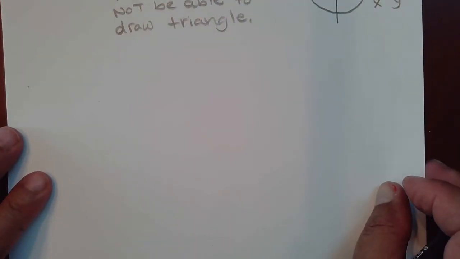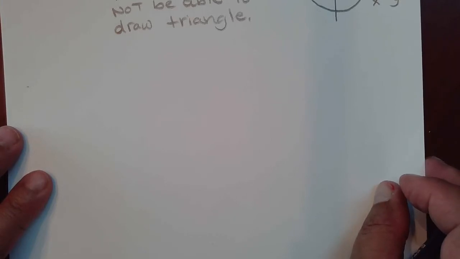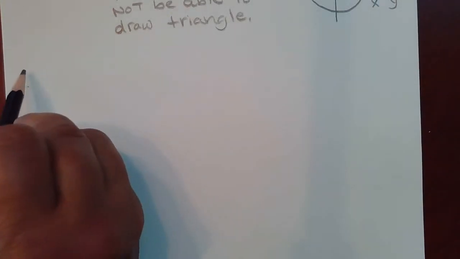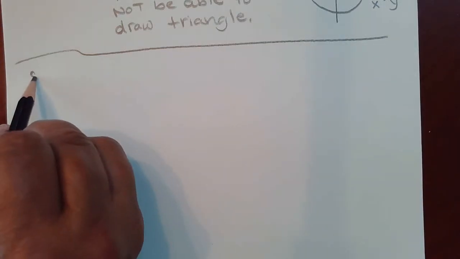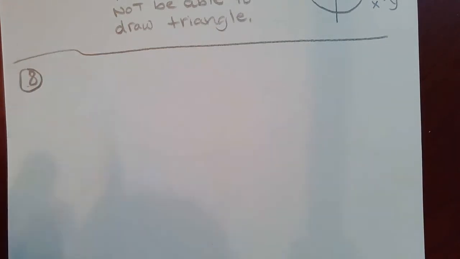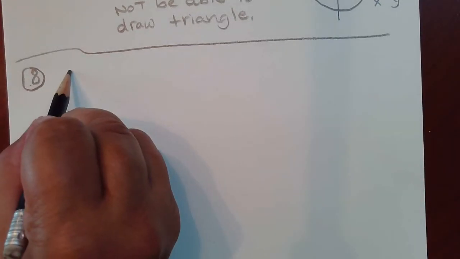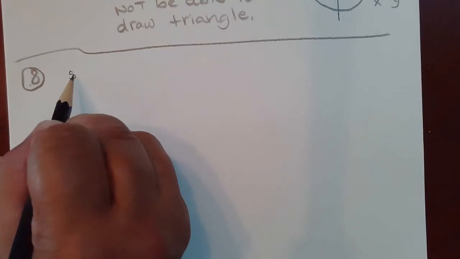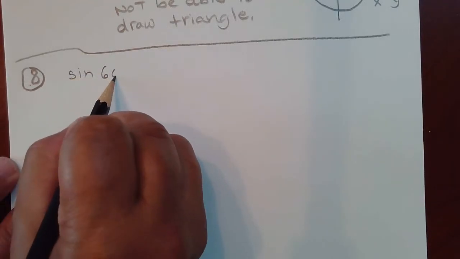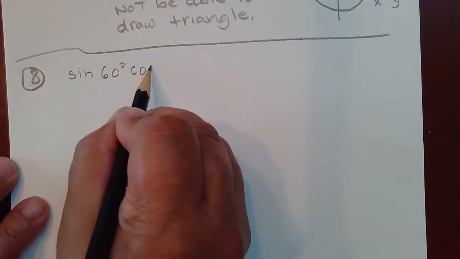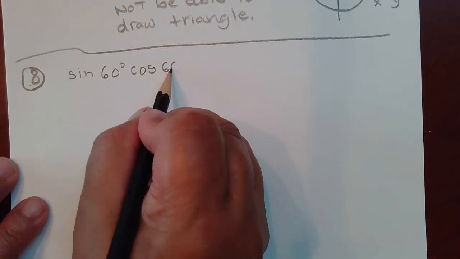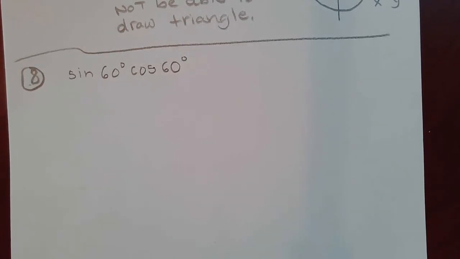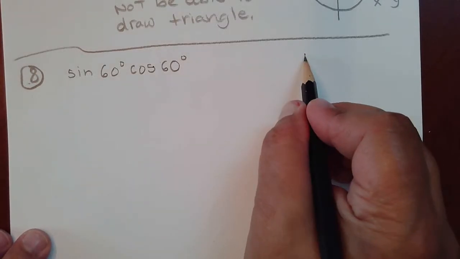Okay, next problem is going to be, that was number 7. So now I'm going to do number 8. So in problem number 8, you are asked to do sine of 60 times cosine of 60. So here they go, giving you a hint about where to rotate to. You're going to rotate to 60. They gave it to you in degrees.